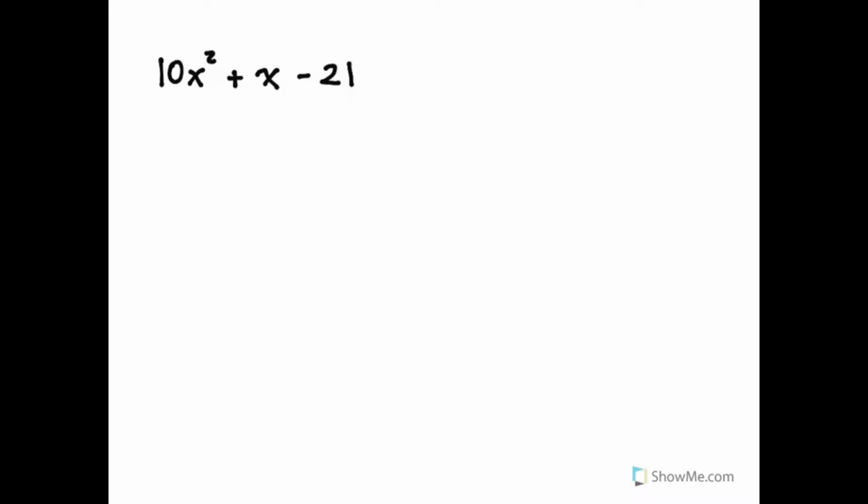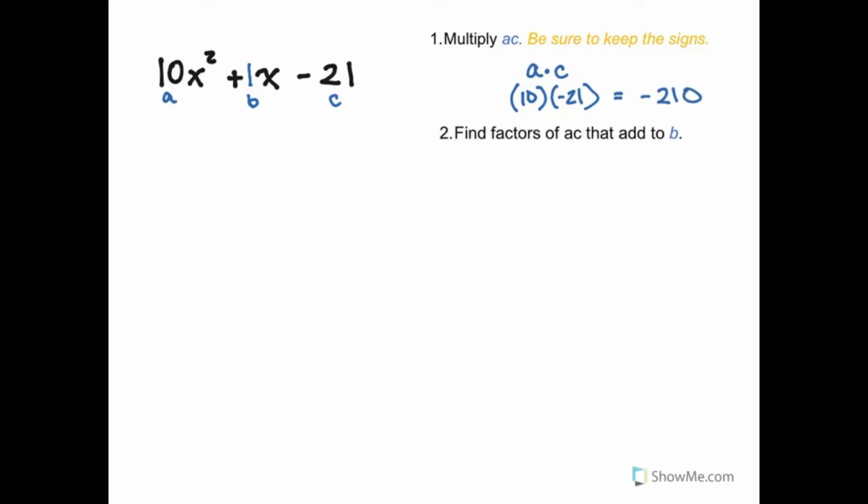We're going to factor 10x squared plus x minus 21 by the AC method, which refers to the first coefficient and the last coefficient. Those are called A and C, and the middle coefficient is called B. The first step in the AC method is to multiply A times C and keep the signs. So A is 10 and C is negative 21, and when I multiply them I get negative 210. Well, our next step is to find factors of negative 210 that add up to 1.